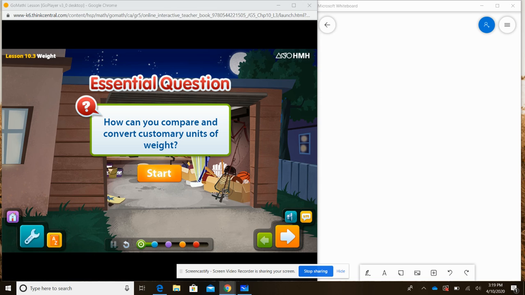Okay, hello. Today we're going to be looking at lesson 10.3. On our Zoom meetings, we've already gone over 10.1 and 10.2. Looking at our essential question today, how can you compare and convert customary units of weight? We all know what compare means, see how two things are the same, but convert means to change. So how can we compare and convert units of weight?